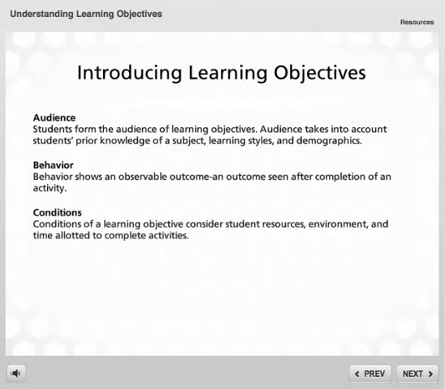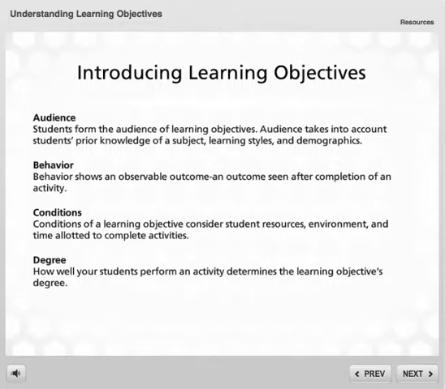Conditions. Conditions of a learning objective consider student resources, environment, and time allotted to complete activities. Degree. How well your students perform an activity determines the learning objective's degree. The most effective learning objectives consist of all 4 components. However, not all learning objectives require all 4 to function pedagogically.